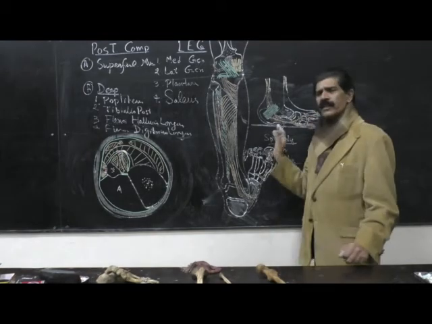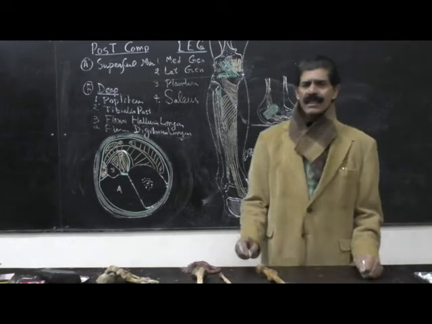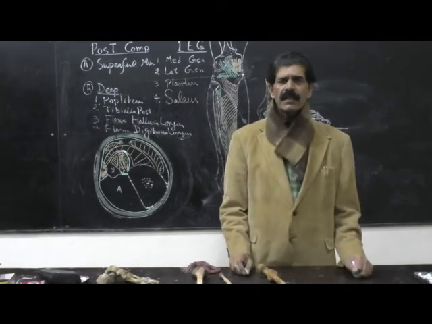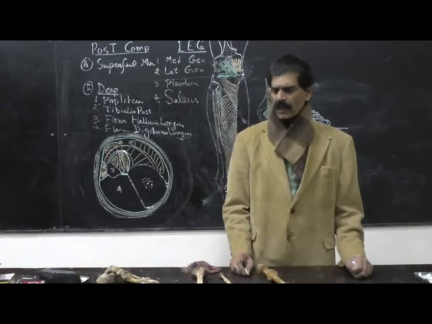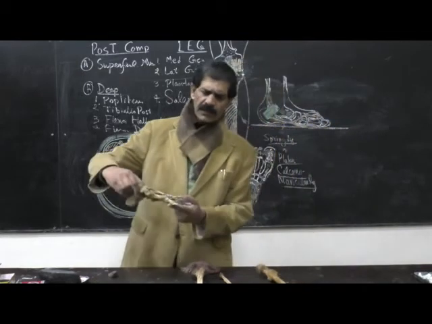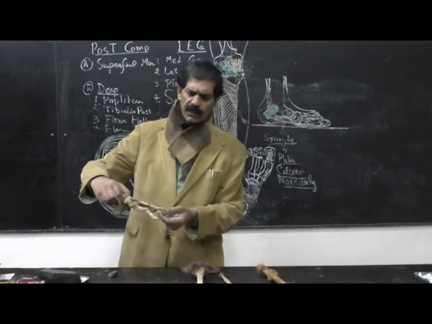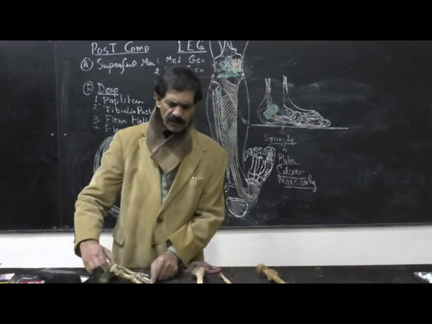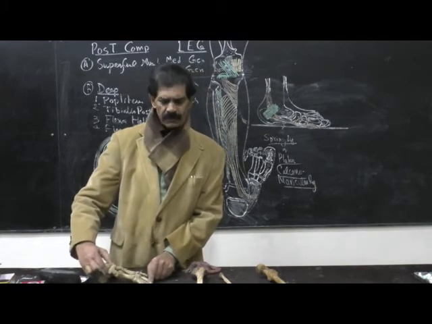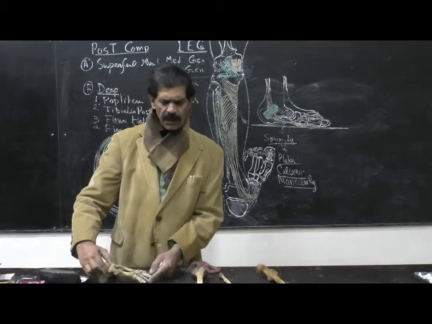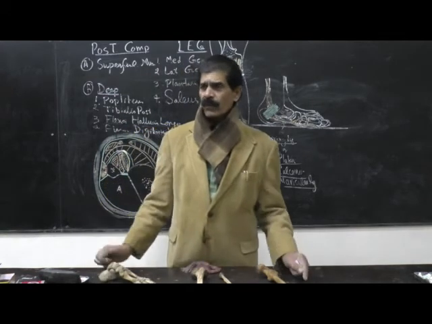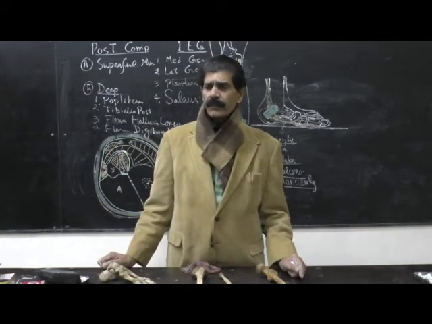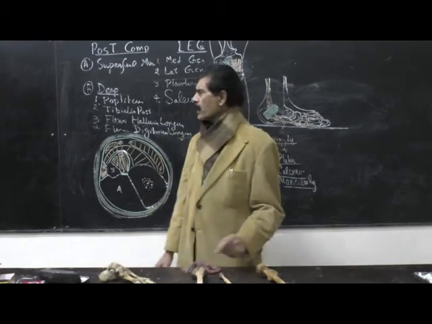All these 4 slips go to the 4 digits and get inserted on the plantar surface of the distal or terminal phalanges of all the 4 toes. Because they are attached on the plantar surface of the phalanges, the action of this muscle will bring about plantar flexion of the toes, like this. Plantar flexion, because it is inserted on the tip of the distal phalanx. So that is the action of the flexor digitorum longus. So this is how we do the muscles of the deep compartment.